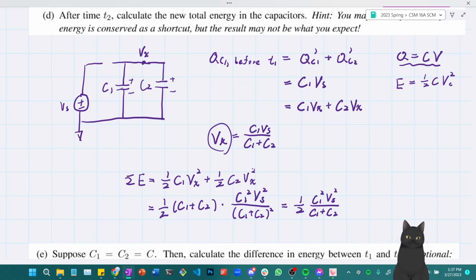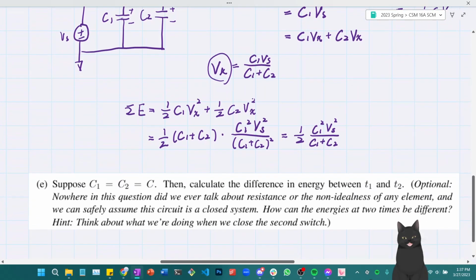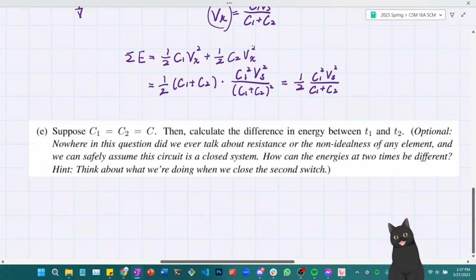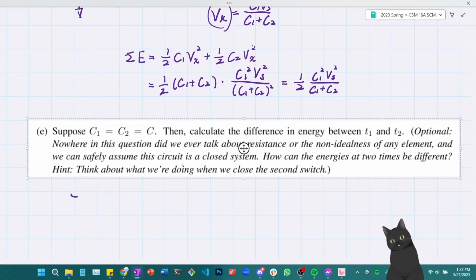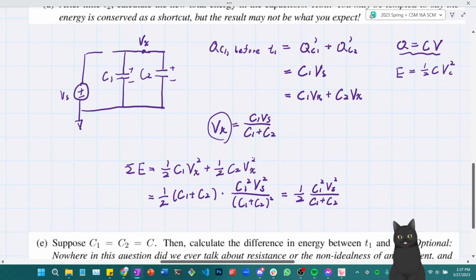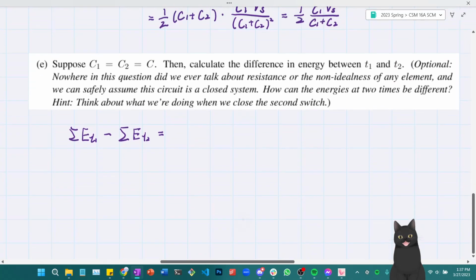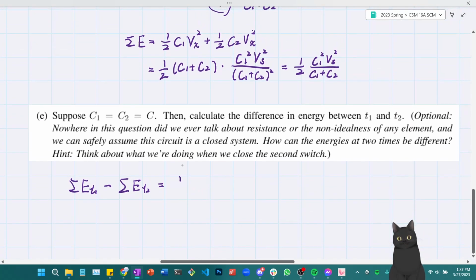Alright, now for part E, we have another task. Suppose C1 is equal to C2 is equal to C, then calculate the difference in energy between T1 and T2. So let's calculate the difference of energy between before T1 and after T2. Let me write a capital E so it's a little bit easier to understand here. Previously, the energy we have before T1 is equal to 1/2 C1 Vs squared. So that is directly 1/2 C Vs squared.